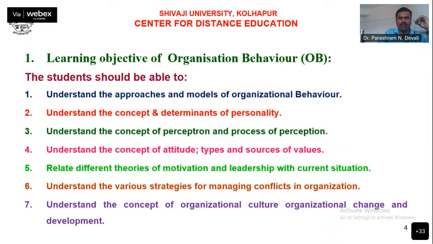Before going to the discussion of these 4 units, we should know the learning objectives of organization behavior. When we learn or prepare this subject, we should be able to understand the approaches and models of organization behavior. The second objective is the concept and determinants of personality. Then understand the concept of perception and the process of perception. Then the concept of attitude, types, and sources of value.